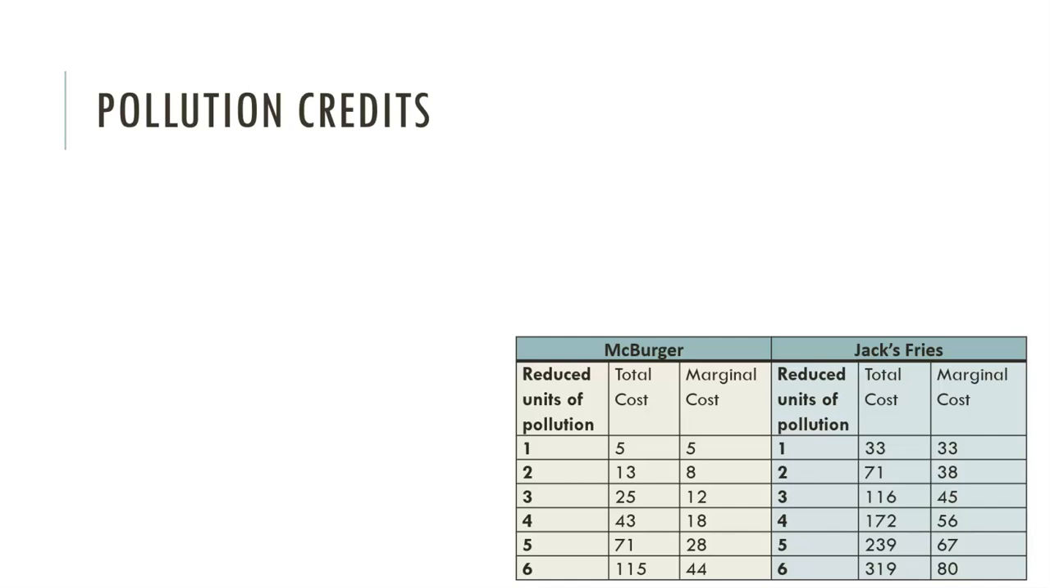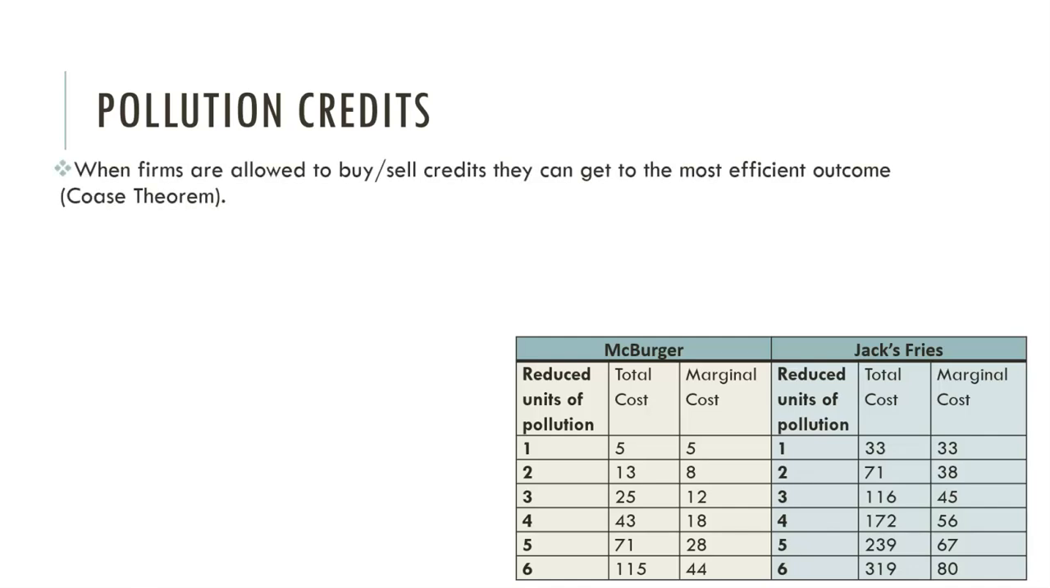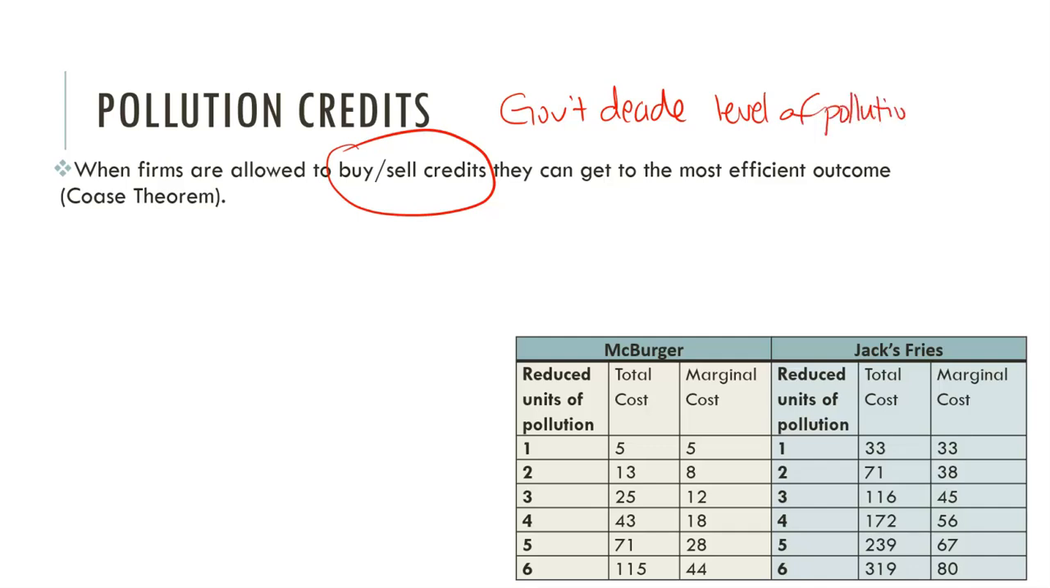Okay, so let's do an example using pollution credits. So this is a Coase theorem. We're going to assign property rights. We'll get to an efficient outcome. Firms are going to be allowed to buy and sell credits to get to the most efficient outcome. So the government is going to decide a particular level of pollution. And what they're going to do is issue credits. These are like permits for polluting.